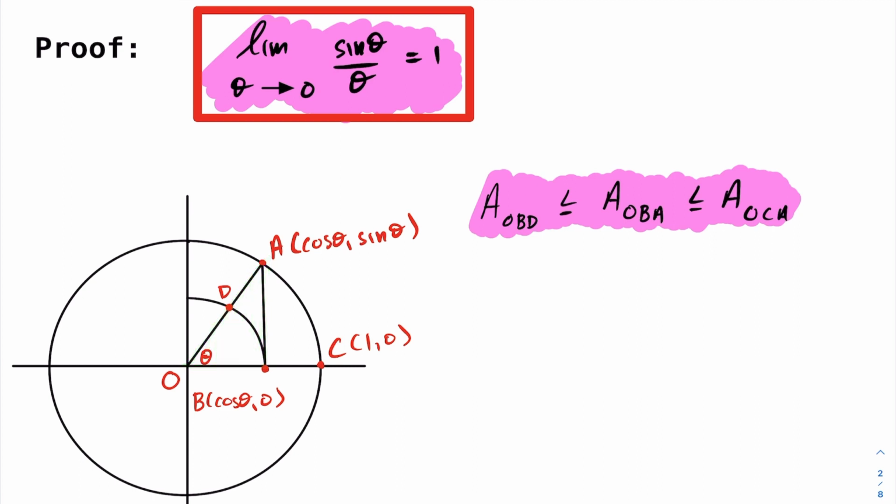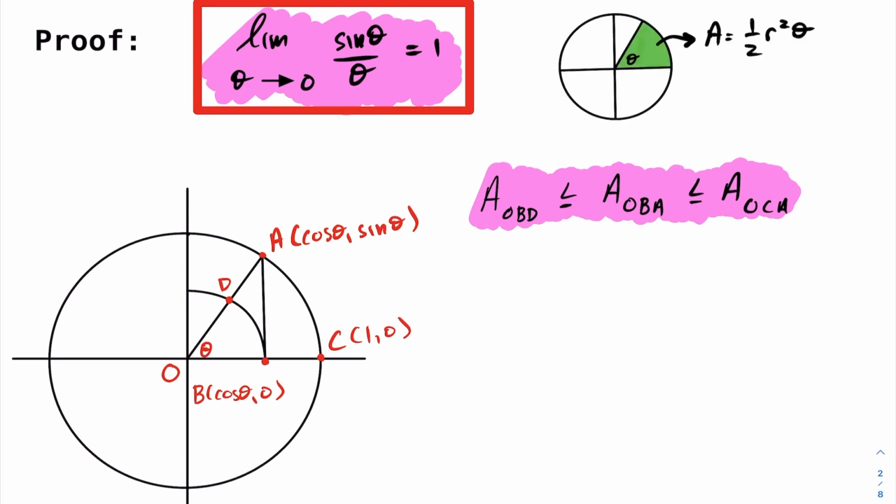The second condition, this one right here, is saying the area of OBA, so that's the right-angled triangle right here, must be less than or equal to the area of OCA, which is obviously true as well. So what exactly are the areas of these shapes?